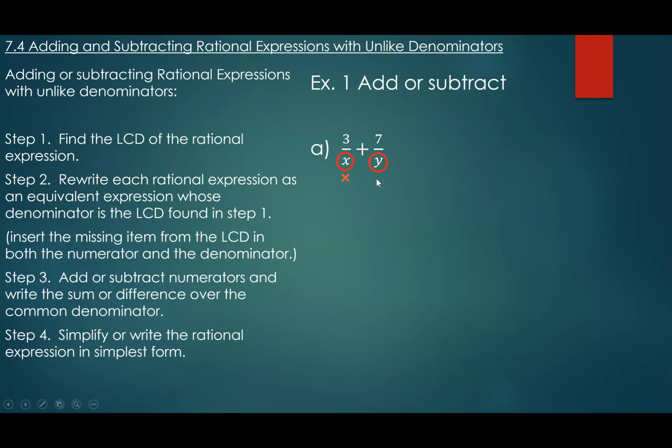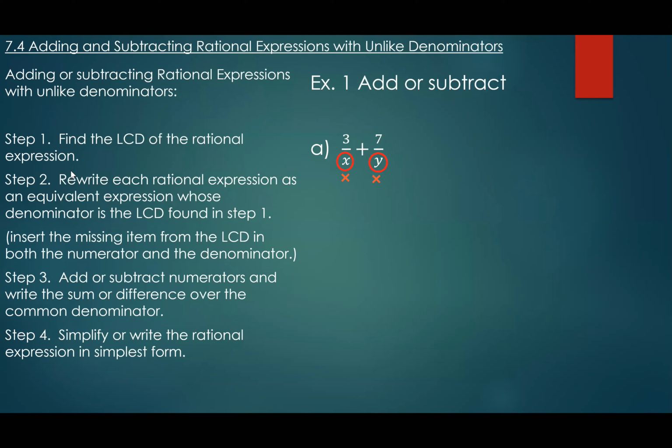Remember, I told you that in order to add or subtract, we need to have the same common denominator. And this is 7.4. We don't have a common denominator. So if we don't have a common denominator, what do we do? Well, I give you the steps over here. The first step is you want to find your LCD. To find your LCD, all you need to do is take your denominators and put them together. If they repeat in a different location, we still use it, but we only use it one time.